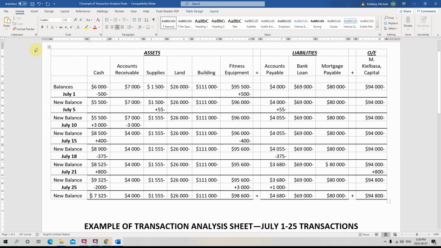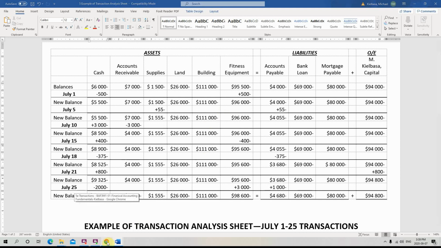Now, notice that at the beginning of the month, July 1st, we had $6,000 of cash. At the end of the month, we have $7,325. So your total assets should still equal your liabilities plus your owner's equity. If it does not, you've made a mistake somewhere, and you're going to have to fix it.